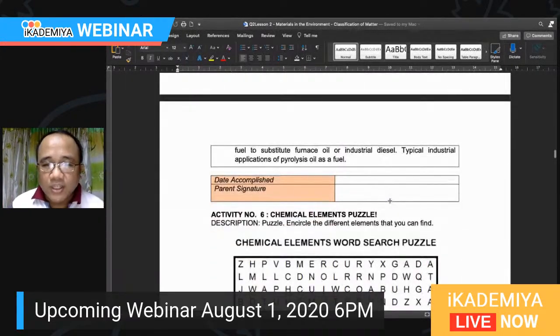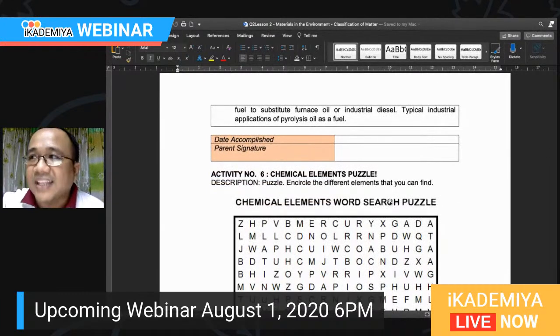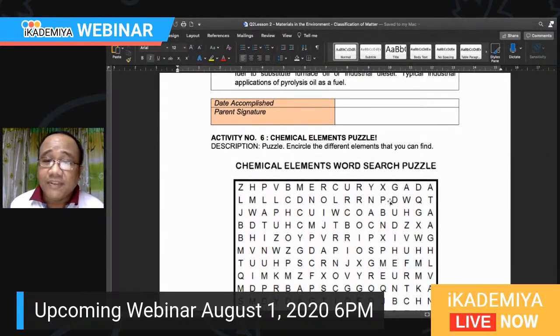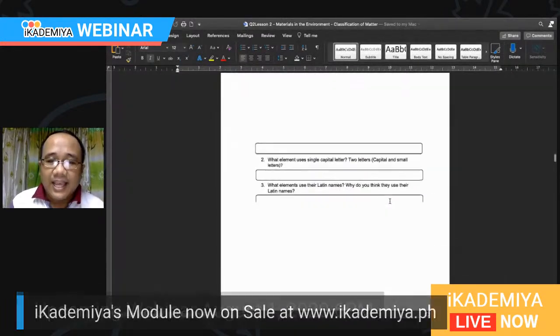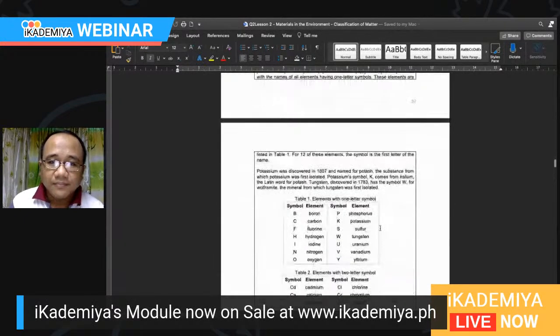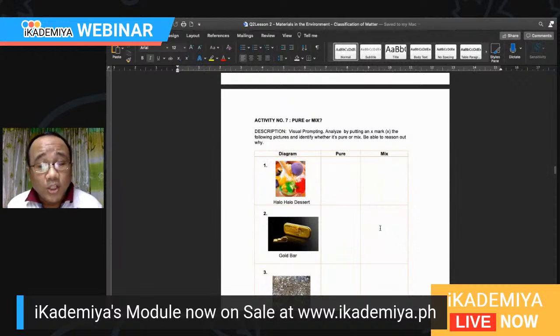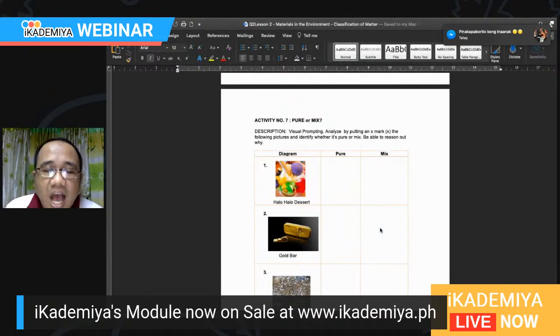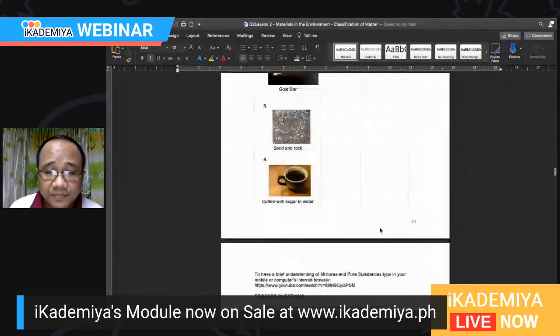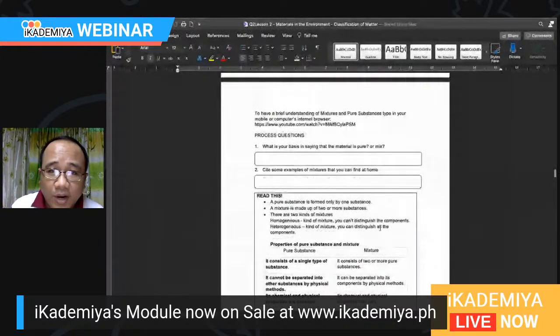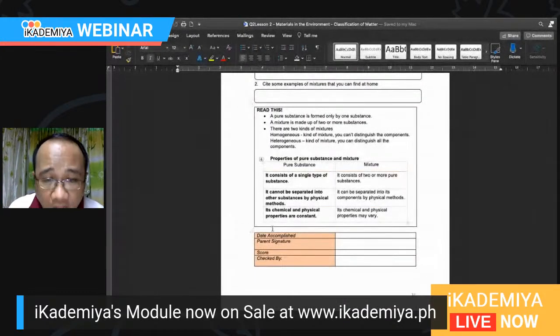Now, one thing that is good in this module, or in all of the academia modules, is that it also presents different types of activities. Like for example, an elements puzzle. Then it also has visual prompting wherein students will identify which is pure and which is mixed in the diagram. And in the read this corner, it's very, very simple for the students to understand.